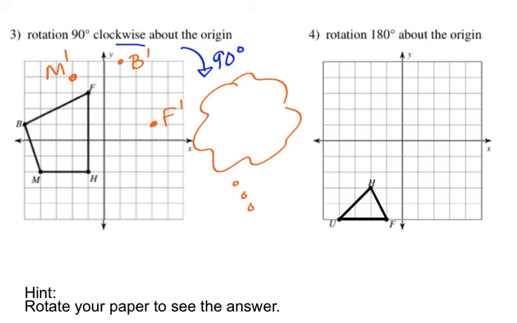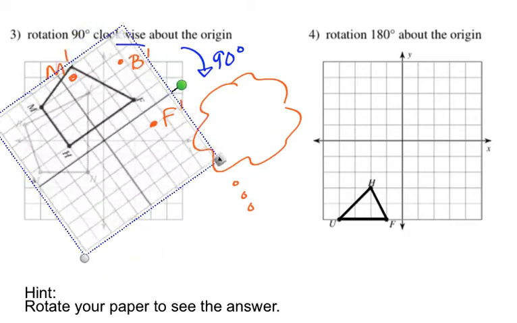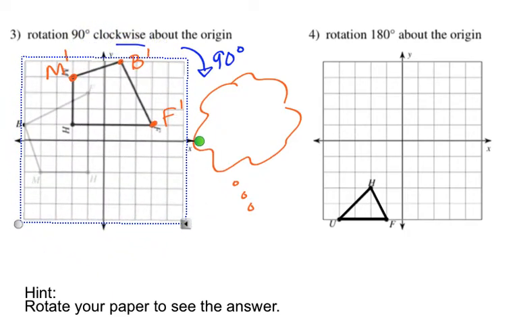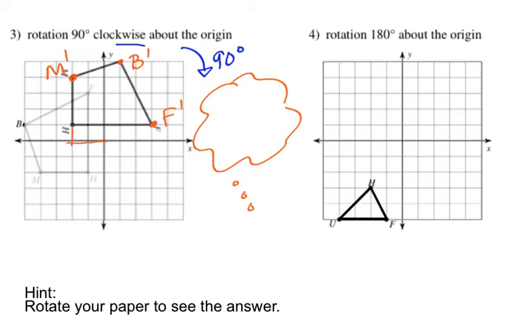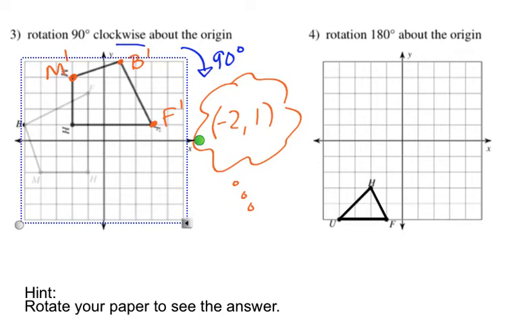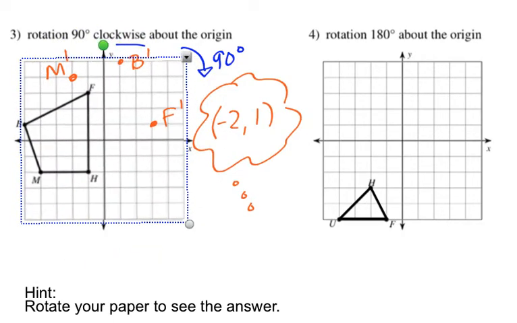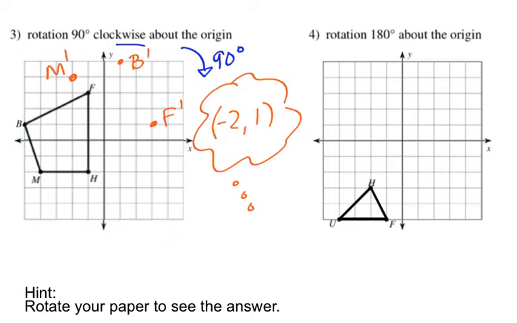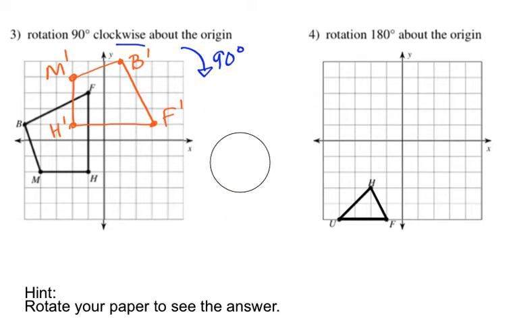I've only got H left to do. So take the paper, put your pencil down at the center and rotate it. And then memorize where H is. It looks like it's back 2, up 1. That's negative 2, comma 1. So memorize that for just a second. And then we rotate back. And the number that we were thinking was back 2, up 1. And this is the location of H prime. Now we can go ahead and connect those all together. And this is the rotation completed.